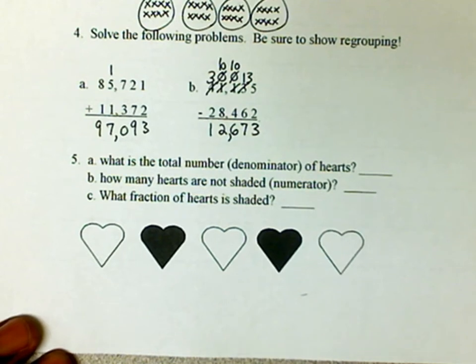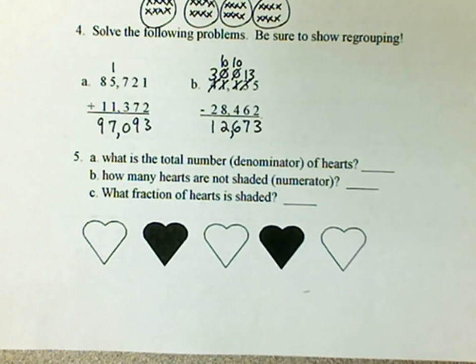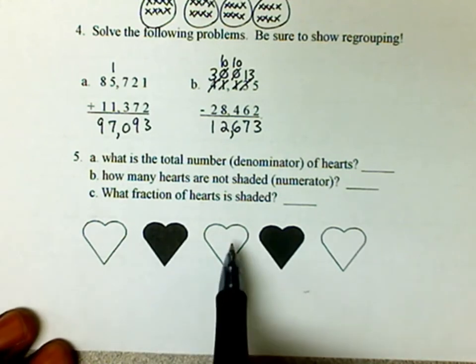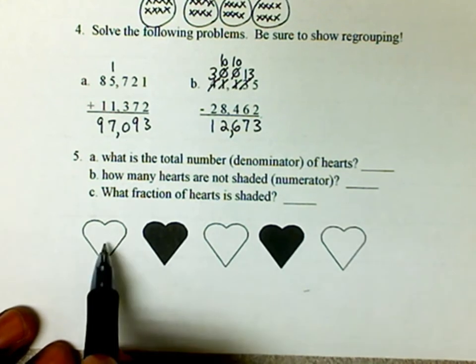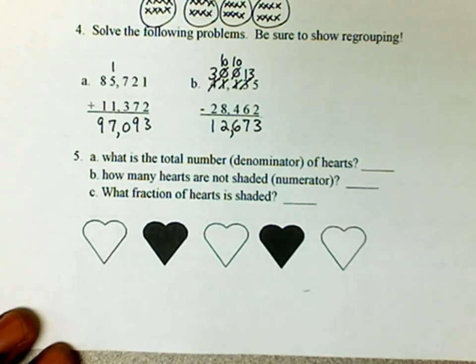Now you need to remember what a fraction is. A fraction is part of a whole, which means they take the whole thing, whatever that whole thing is, and they will divide it into equal parts. If the parts are not equal, you cannot have fractions from it. All of these parts are equal because they are all the same size heart. Some of them are not shaded, some of them are, but they are equal because they are all hearts.